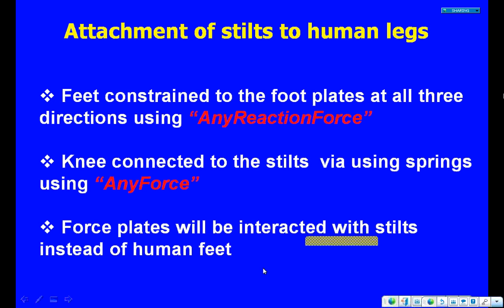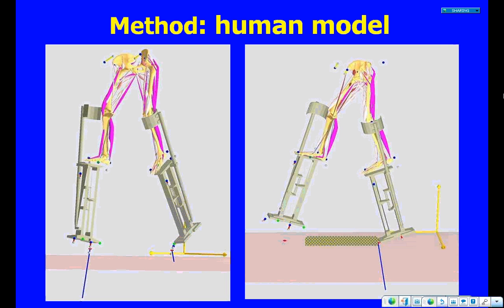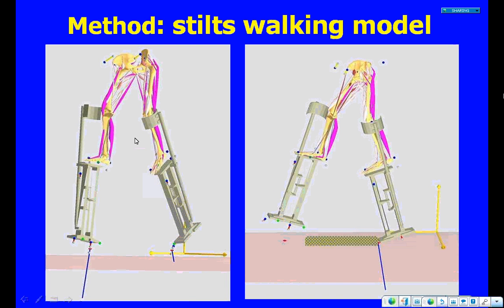Here I show a human model without the stilts, just the standard 3D data in the AnyBody system. Second, this shows the stilt work, where the stilts are included in the model, with posture.